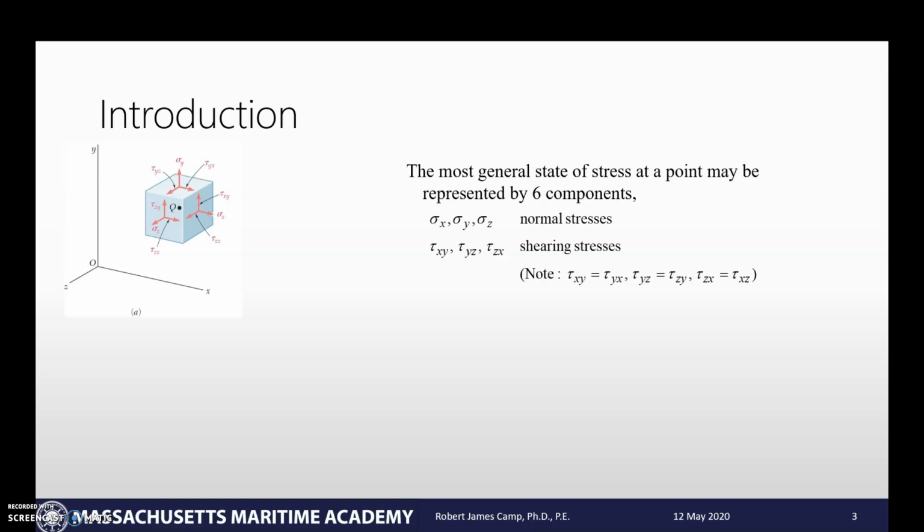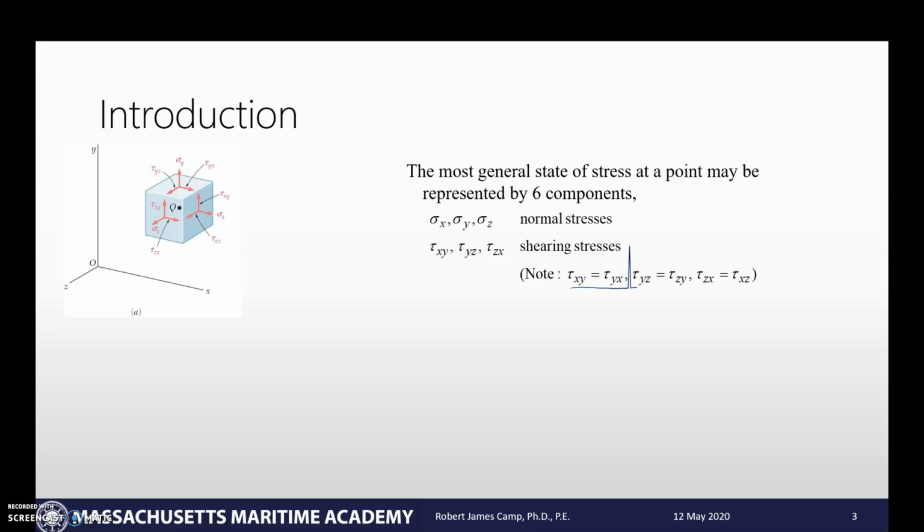Any point can be defined by 6 components: a normal stress in the x, y, and z direction, and a shearing stress in the xy, yz, and zx planes. Because everything's in static equilibrium, the sum of the moments about the point and the sum of the forces along the axes have to be 0. That's why we end up getting 6, even though we have 6 sides of the cube, so we should have 18. But all these cancel out, especially with our shearing stresses, where tau xy and tau yx are equivalent.